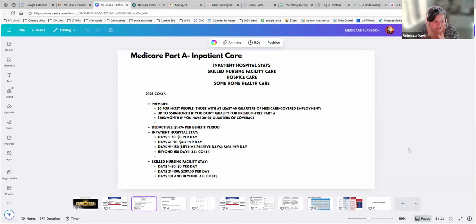So in the first 60 days, it's a one and done deductible. From day 60 to 90, if it's for the same situation, then it's the same deductible. But if it's something different, then you're going to pay a new deductible. And then after day 90, everybody pays a new deductible. So it can get pretty confusing.